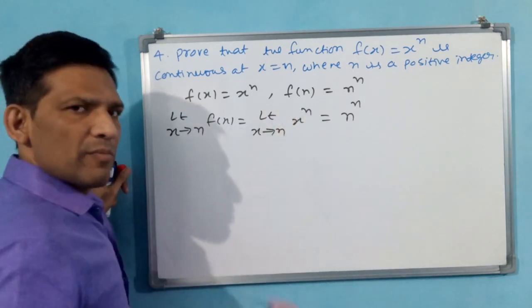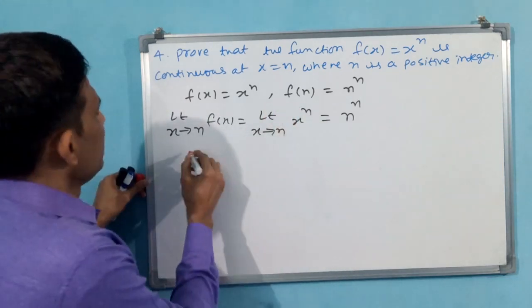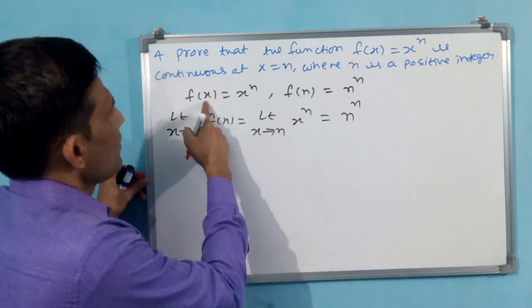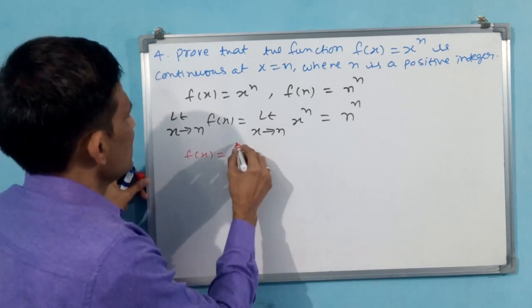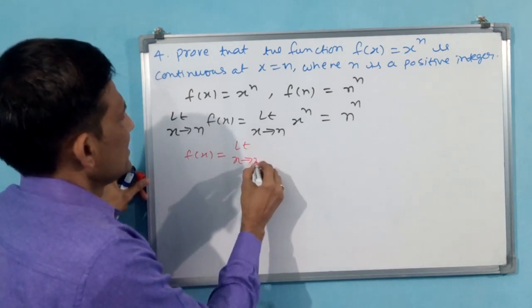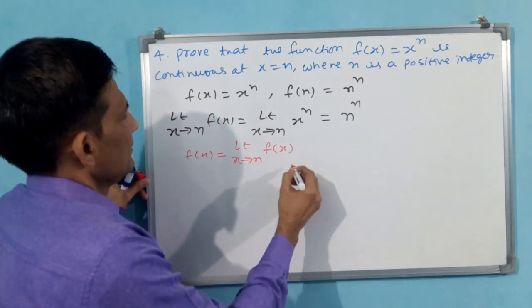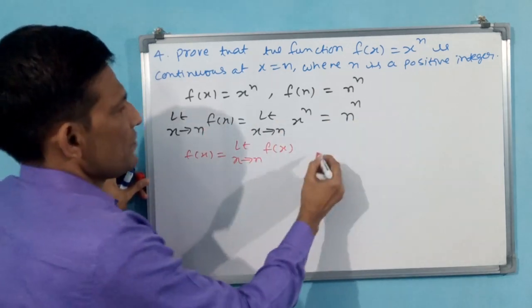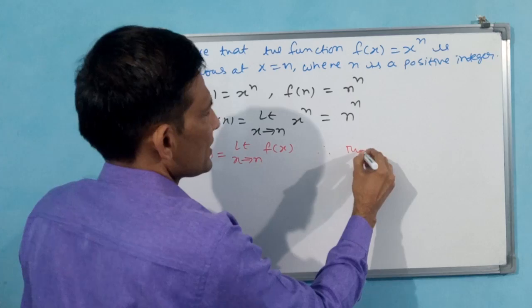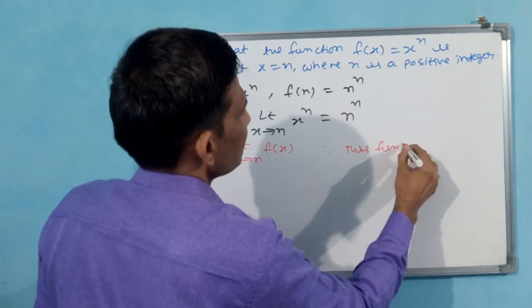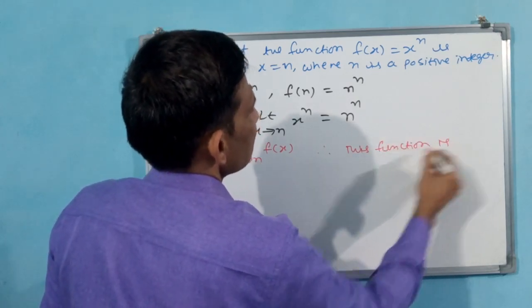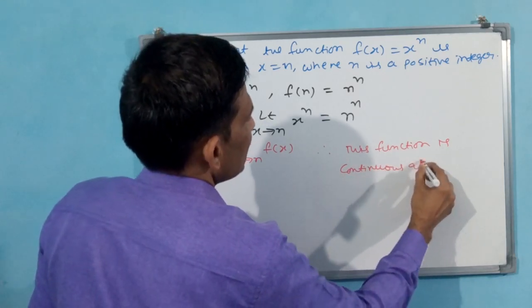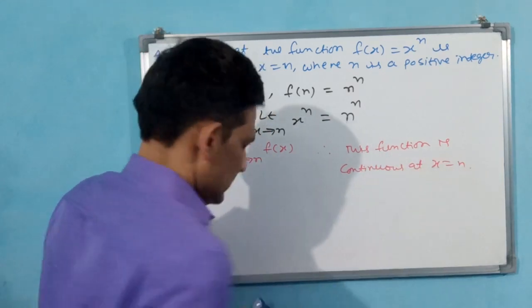Why? Because such type of problems you have to close simply. f of x is equal to n power n has come, and the limit as x tends to n of f of x, this also n power n has come. Therefore, this function is continuous at x is equal to n.